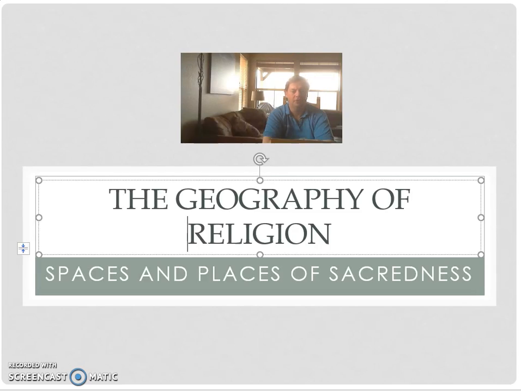Welcome, human geographers. We're going to talk about the third pillar in human geography, religion. We talked about languages last chapter, and prior to that, we talked about ethnicity or race. So those comprise the three pillars of human geography.